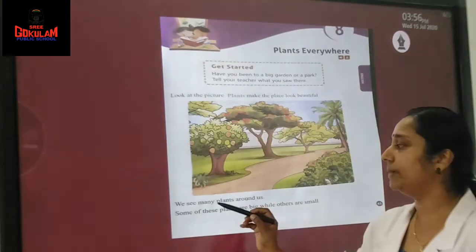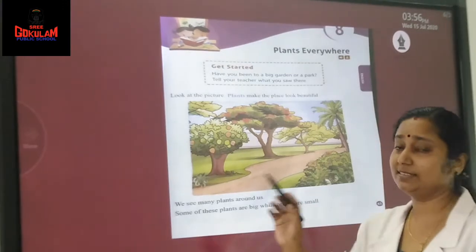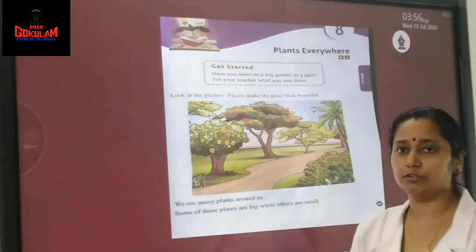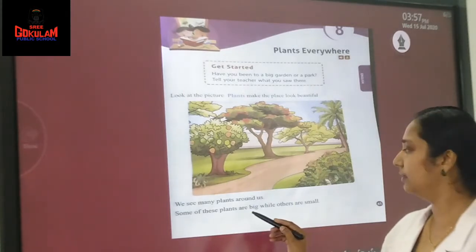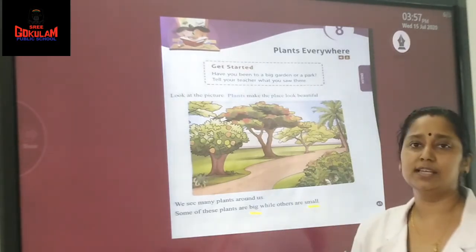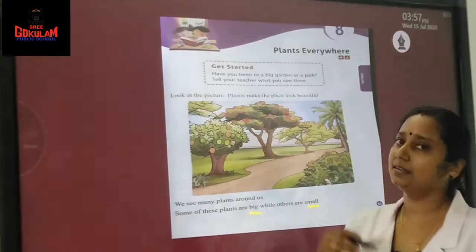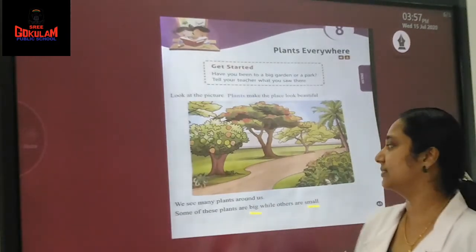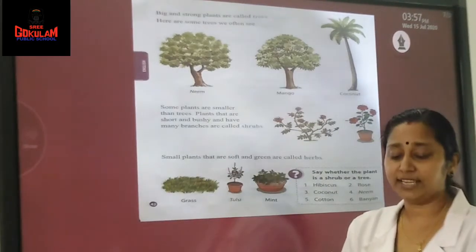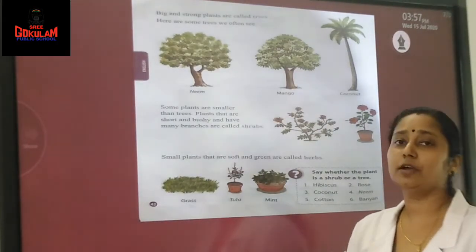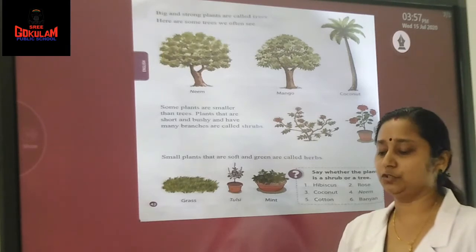We see many plants around us. We can see different types of plants around us. Some of these plants are big, while others are small. Right? Now next page, page number 42. Now you can open your textbook, page number 42.